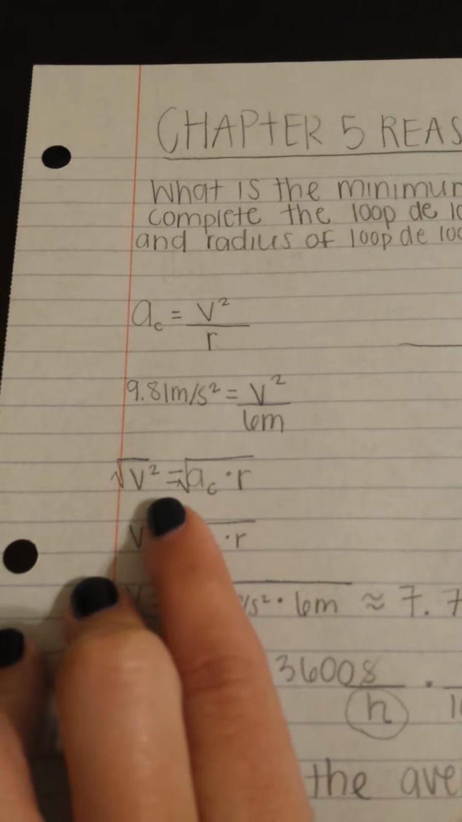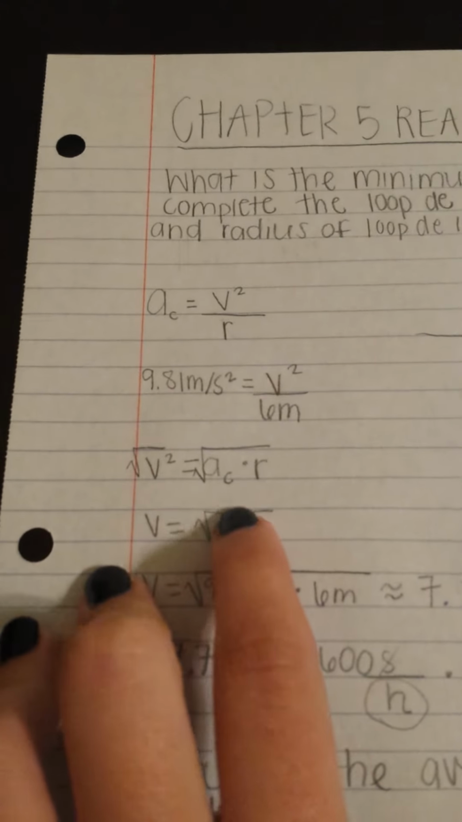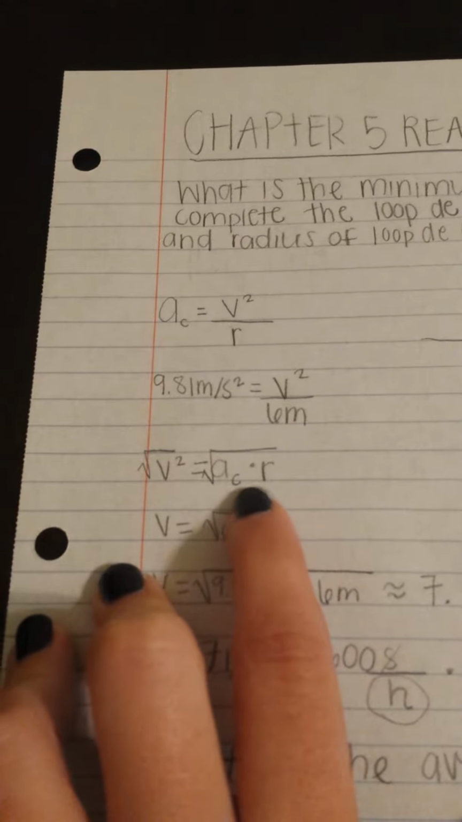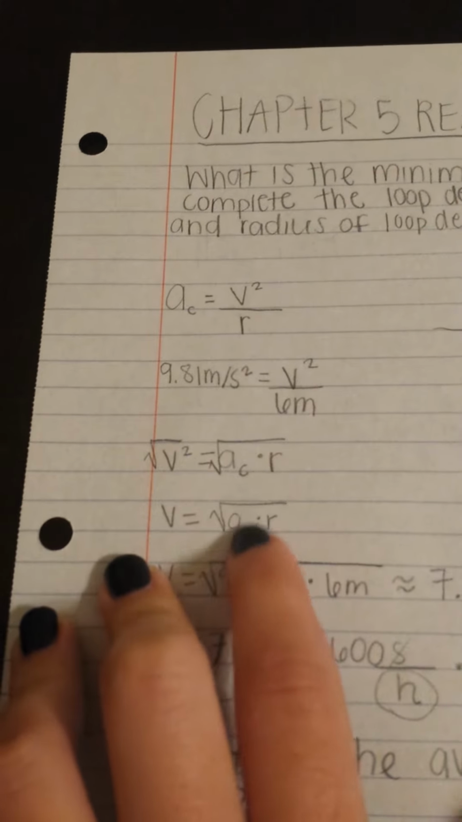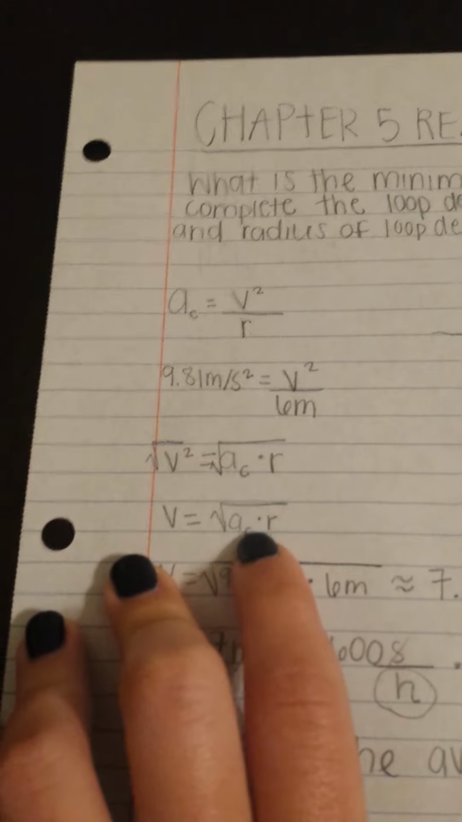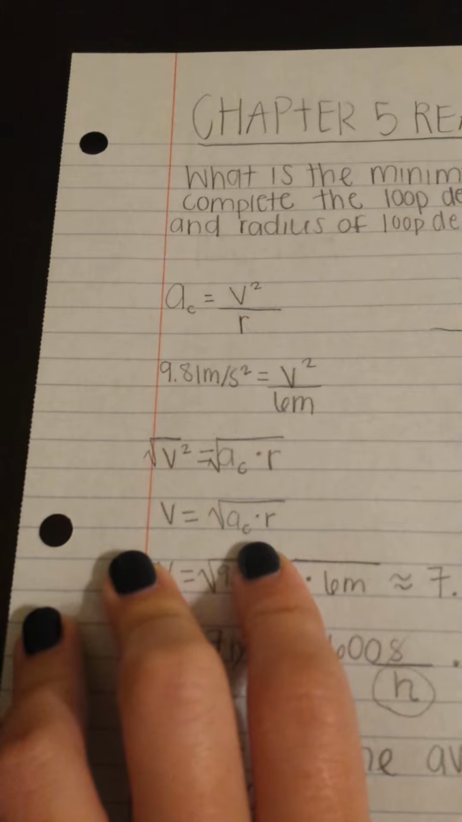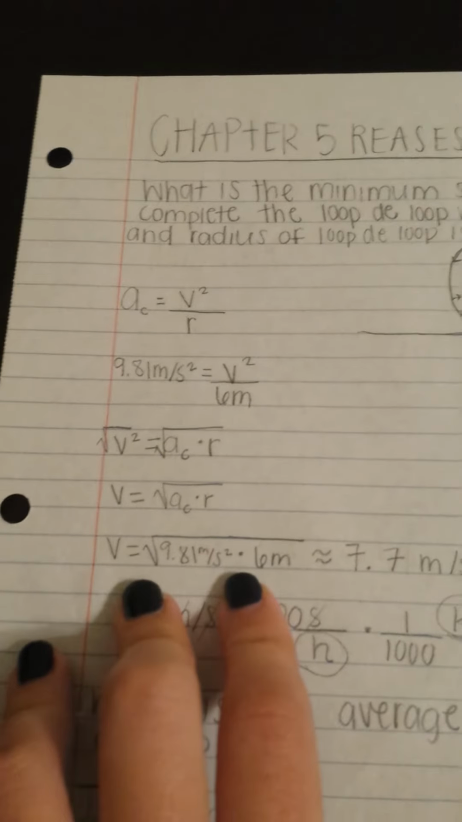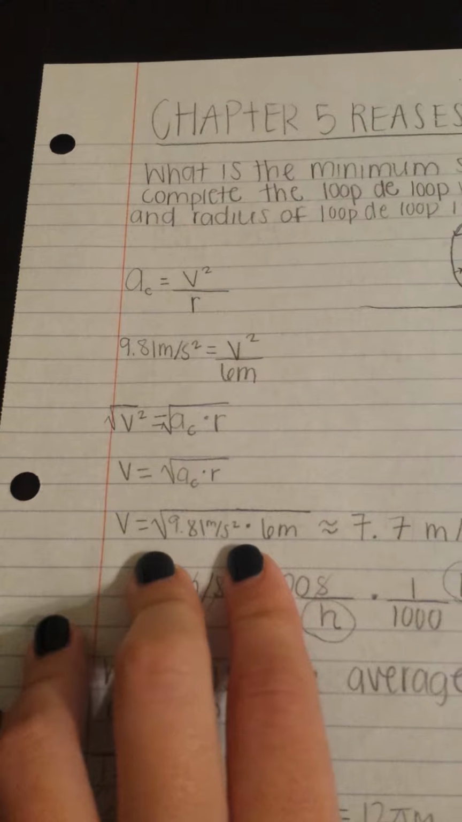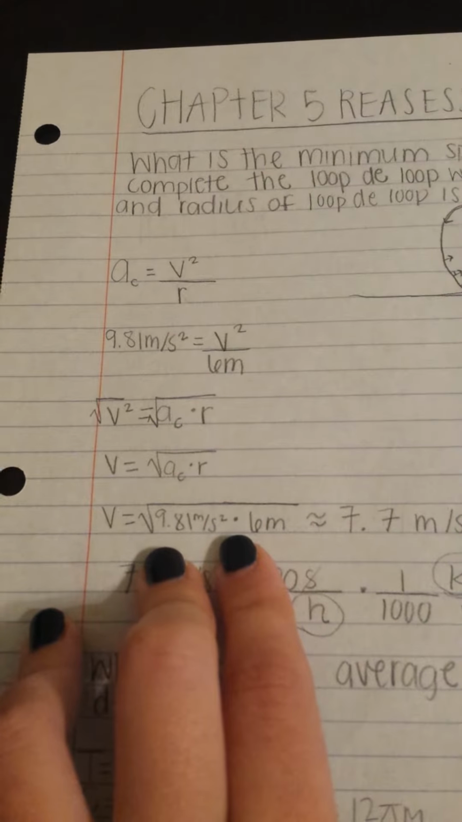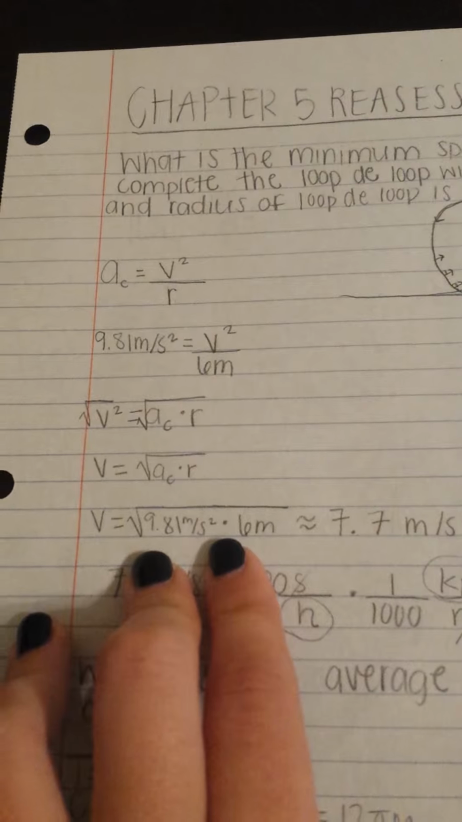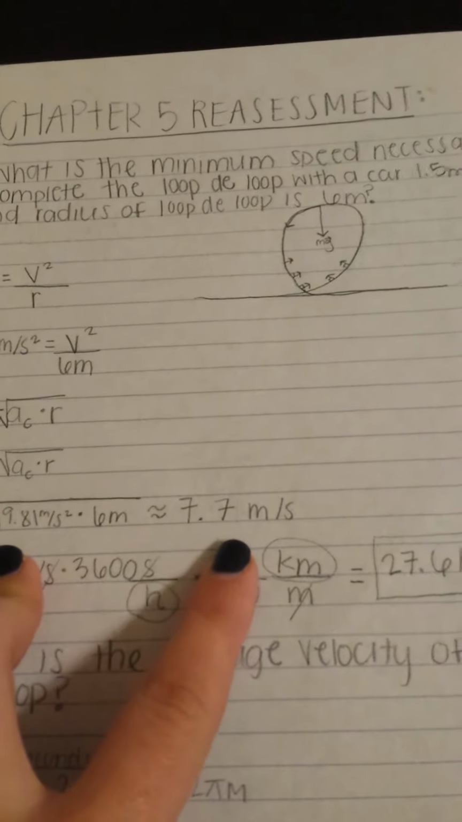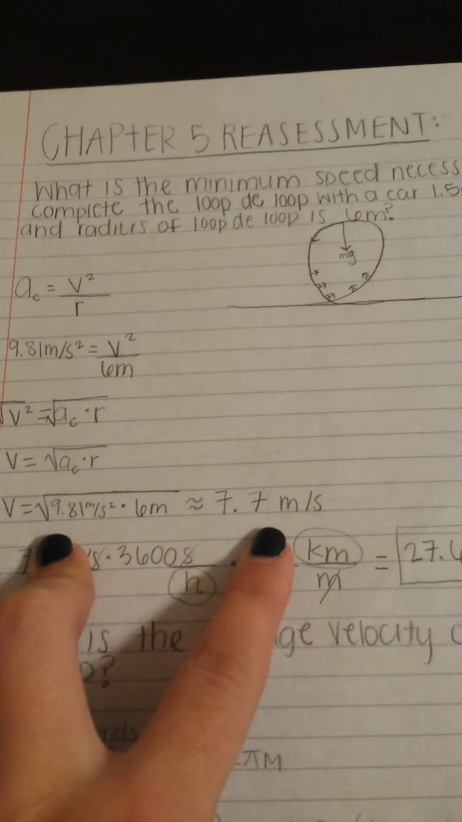So we can rearrange that and solve for v. So we have v squared equals ac times r. Take the square root of both sides and you get v equals the square root of ac, the acceleration of the circle, times r, the radius. So we solve for v and we get v equals the square root of 9.81 meters per second squared times 6 meters, and that is approximately 7.7 meters per second.